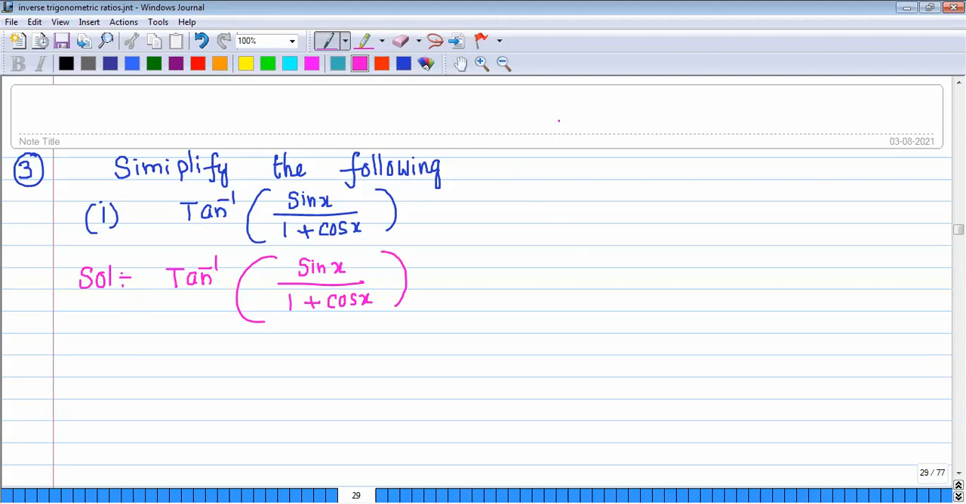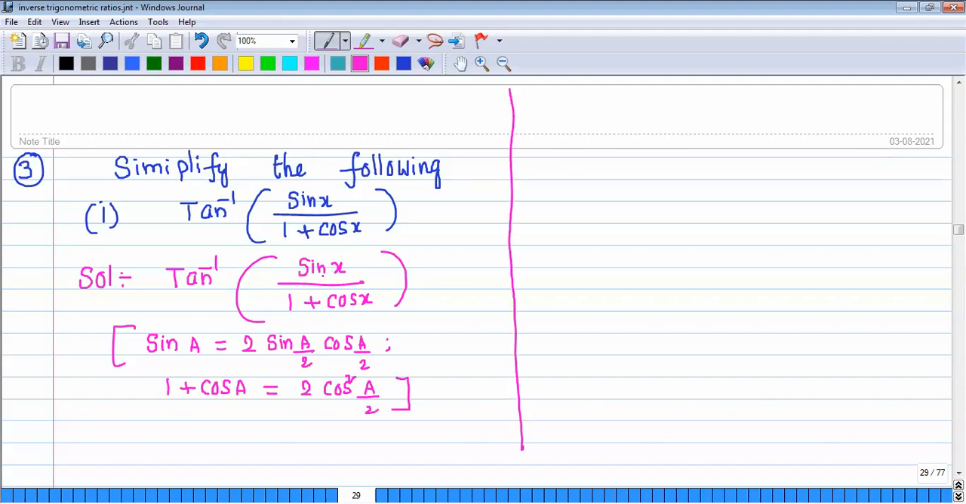See, we have the formula sin A equals 2 sin A by 2 cos A by 2. In multiple and submultiple angles, we have discussed. And also we have studied 1 plus cos A equals 2 cos square A by 2. Am I correct? With the help of these two formulae, instead of sin x, we can write 2 sin of x by 2 cos of x by 2. Instead of 1 plus cos x, we can write 2 cos square x by 2. After that, simplification we need to apply.